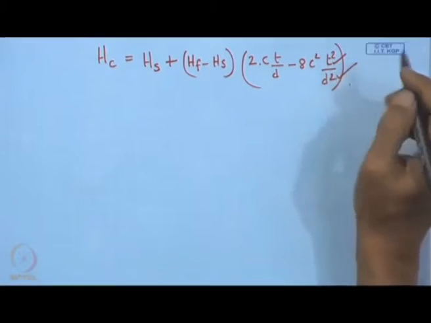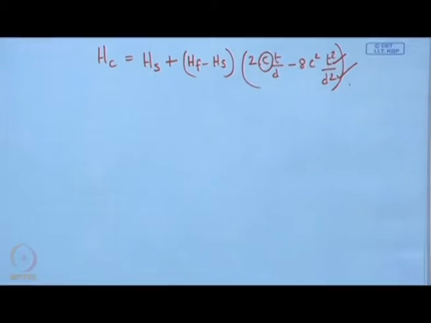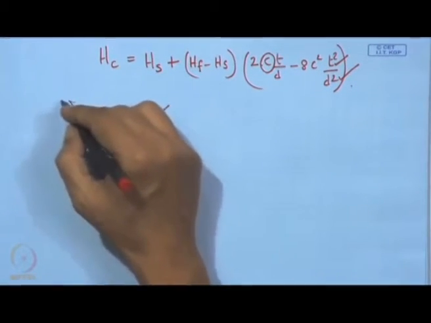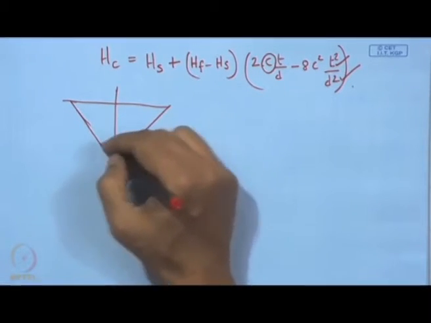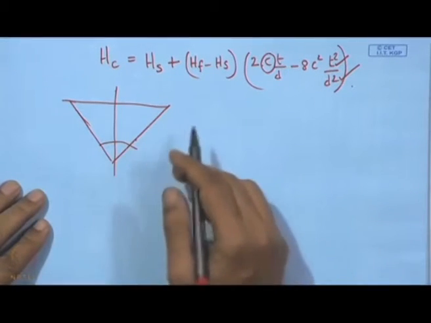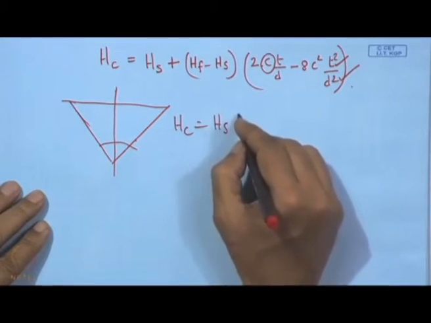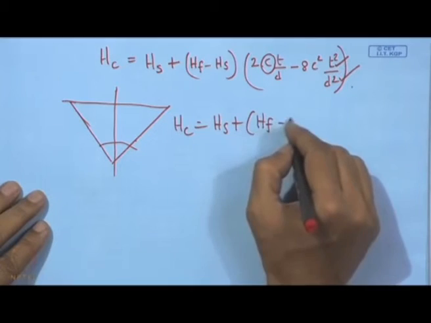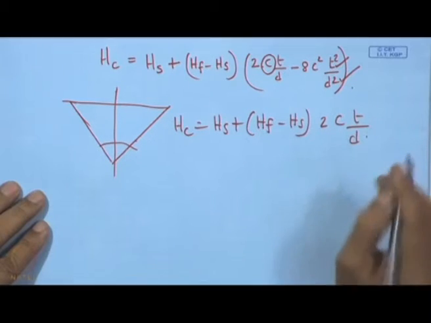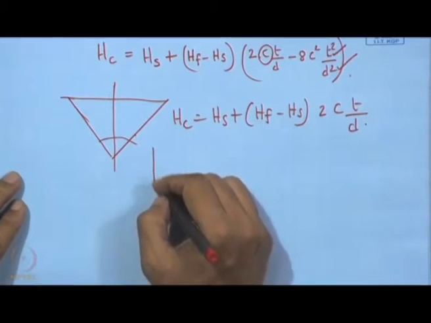thickness of the coating, length of the diagonal, and this C that depends upon the cone angle here, that means the angle of this pyramid. So, this is the pyramid angle between the two faces. So, this is actually simplified as HC is equal to HS plus HF minus HS into C into T by D. Now, this can be represented in the form of a graph.